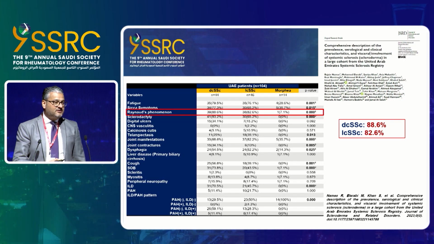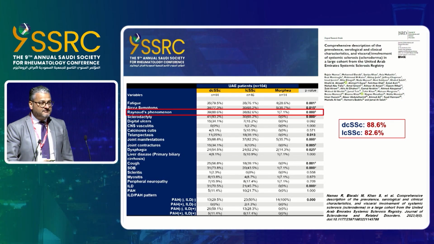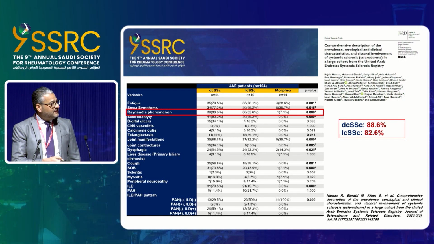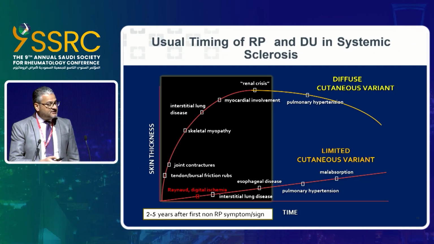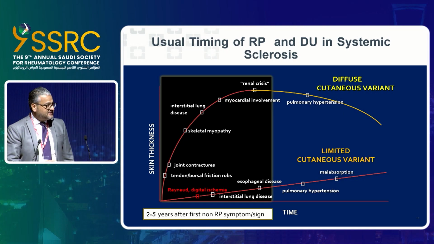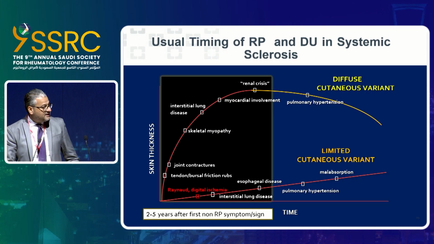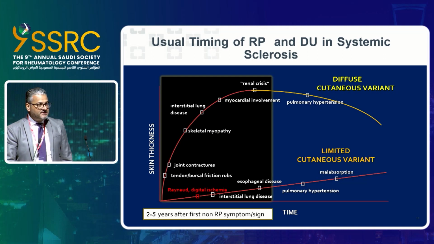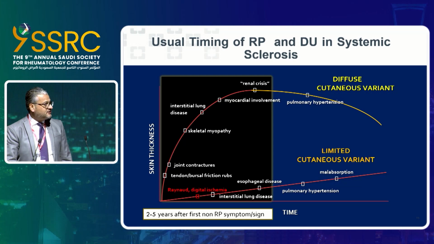We have this thought that because of the weather, patients do not have Raynaud's phenomenon. I think this tells you that it's not only about weather, there are other factors that can contribute to developing Raynaud's phenomenon. It's mainly more in diffuse, and limited was about 82.6%. So this is the journey. Again, yesterday we showed this picture. This is the scleroderma journey, and you can see that Raynaud's can present as early as the beginning. It can be the earliest sign of systemic sclerosis. So we should be cautious when we see patients developing new onset Raynaud's phenomenon.